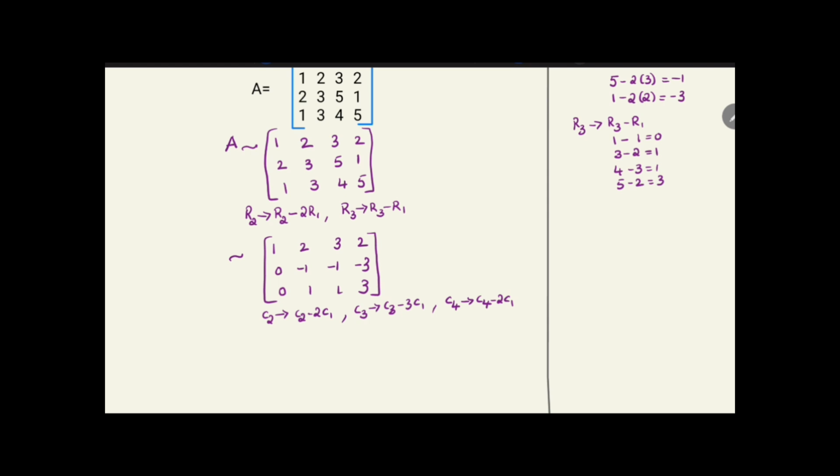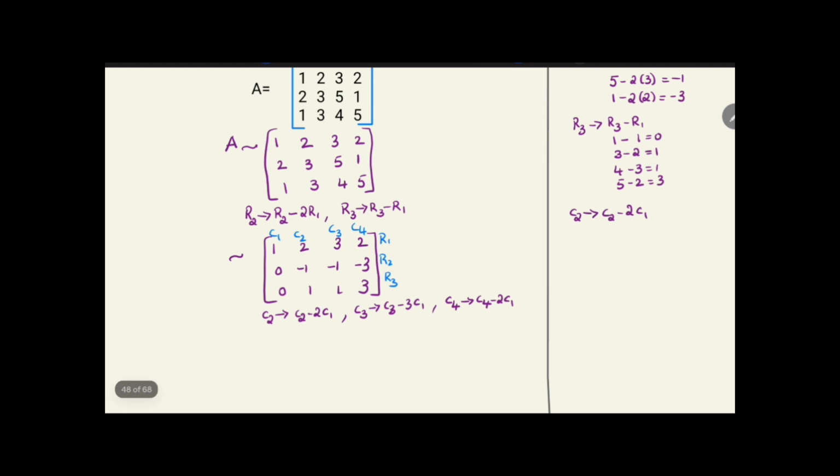Okay students, now let's see the calculation part. C2 implies C2 minus 2C1. I will write down the columns here: this is R1, R2, R3, and C1, C2, C3, C4. Okay, so let's start here.